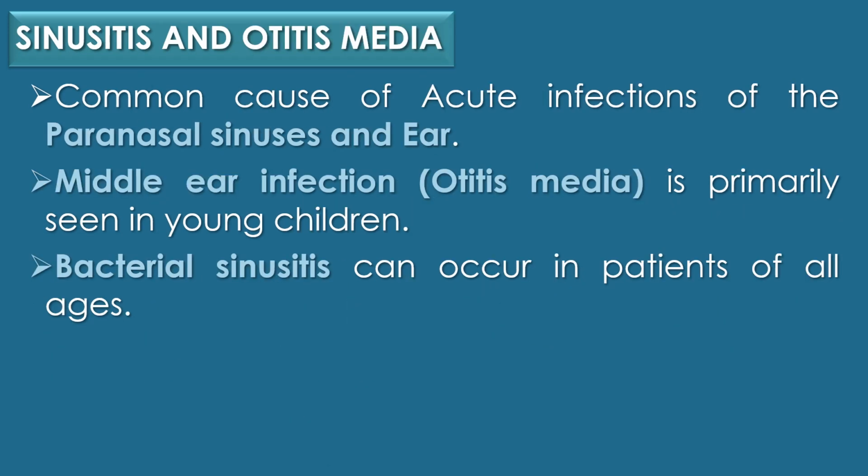The second clinical disease caused by Streptococcus pneumoniae is sinusitis and otitis media. Streptococcus pneumoniae is a common cause of acute infection of the paranasal sinuses and ear. Middle ear infection, or otitis media, is primarily seen in young children, but bacterial sinusitis can occur in patients of all ages.